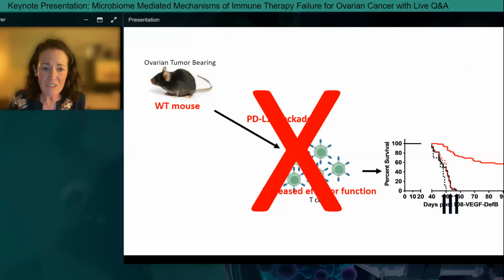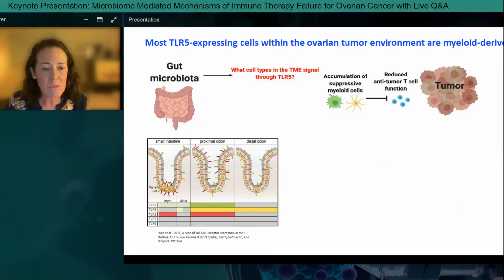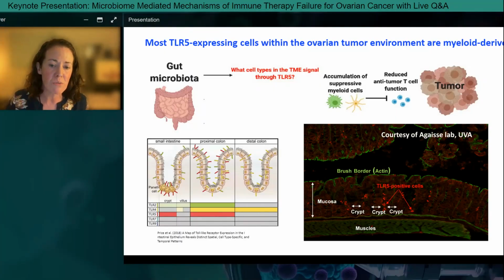And to identify which cells are actually expressing TLR5, to know why our T cells are having less function in the presence of TLR5 signaling, what we did was we used TLR5 reporter mice. And so these animals have a tdTomato reporter that is expressed alongside of TLR5. And so any cell that is expressing TLR5 is also expressing this red tdTomato reporter, as you can see in this picture of the intestines, all of these red cells.